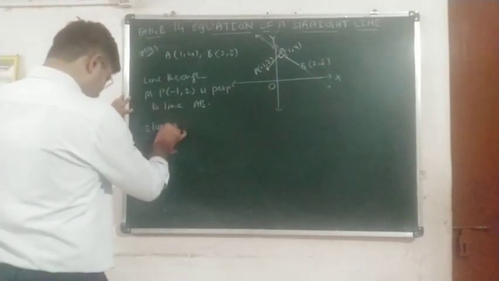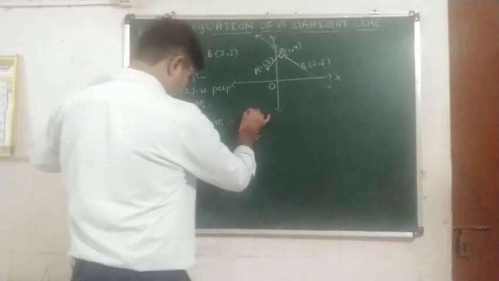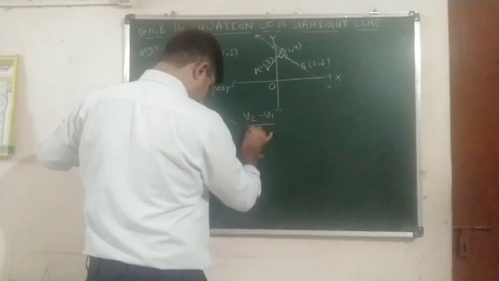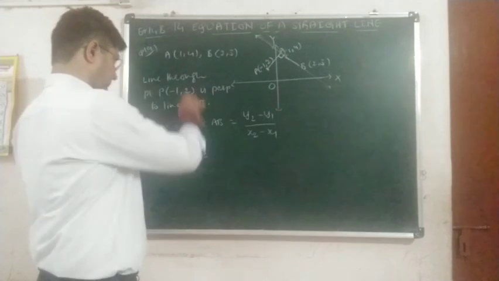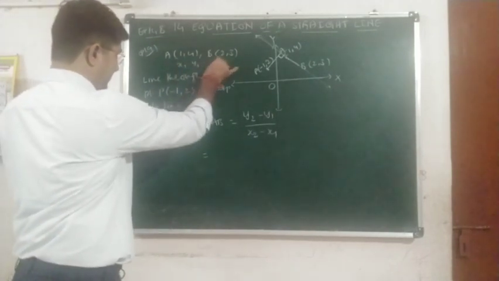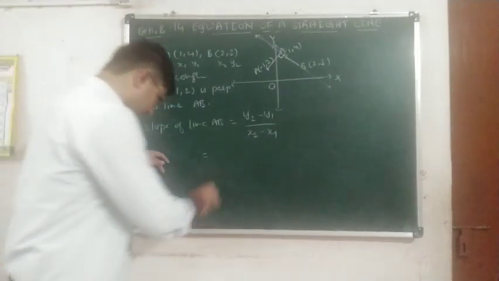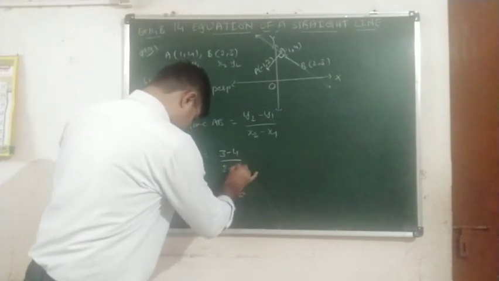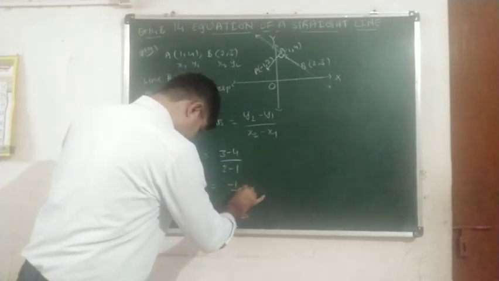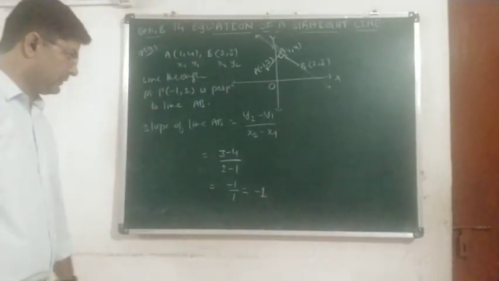Let us calculate the slope of line AB. The formula will be y2 minus y1 upon x2 minus x1. So coordinates of A we can take x1, y1, and coordinates of B to be x2, y2. So 3 minus 4 upon 2 minus 1 is equal to -1 upon 1, which is equal to -1 only. So we got the slope of line AB. Yes or no?